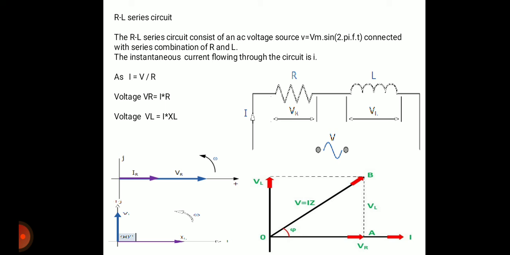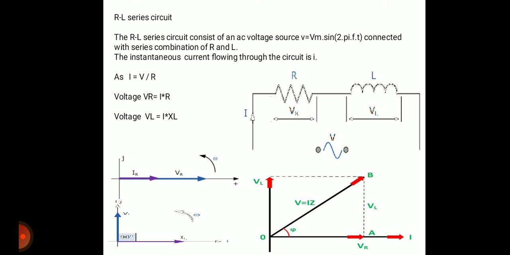In the same manner, we know that the current flowing through the resistor R is I, and the voltage across resistor R is VR. If you know the value of resistor R and the value of instantaneous current I, we can determine the voltage VR = I × R. So the voltage across resistor VR we can determine by simply multiplying current I by the value of resistance R. So VR = I × R.